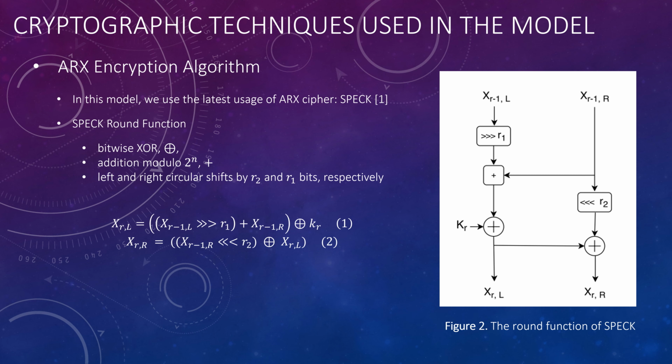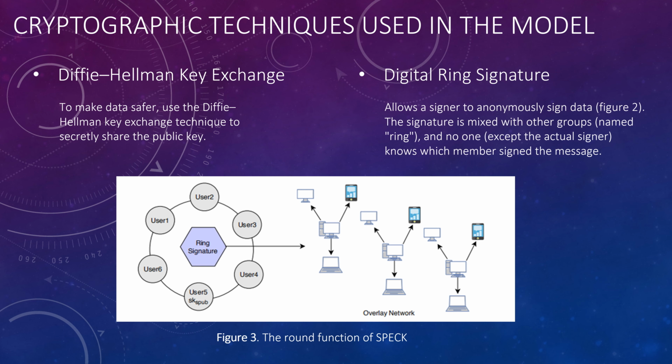After talking about the improved model, let's focus on the techniques used in the blockchain. In our model, we apply the ARX encryption algorithm to encrypt data and use one example of the latest usage of ARX ciphers, SPECK, which has a Feistel-like structure, and each block is divided into two branches, where both of them are modified by XOR operation at every round. We use the Diffie-Hellman exchange technique to share the public key secretly with the network. We also use ring signature technology, which allows signers to sign data anonymously.